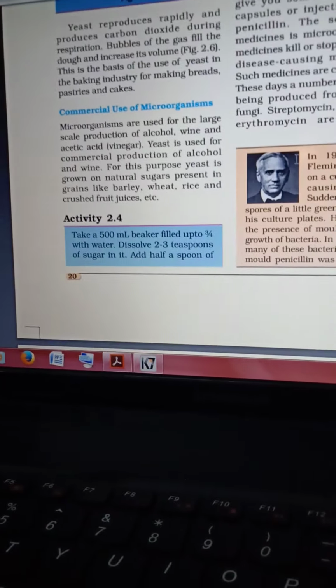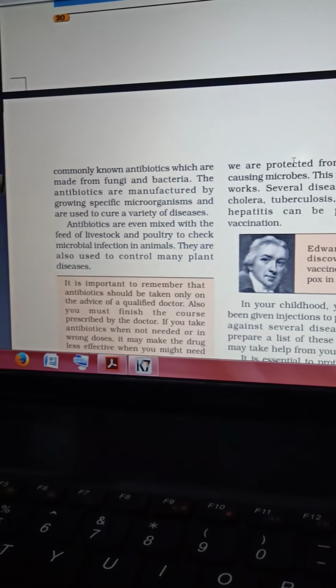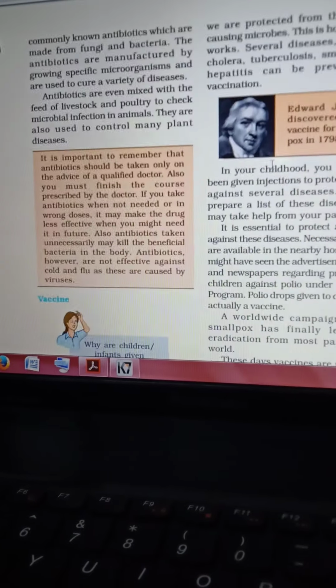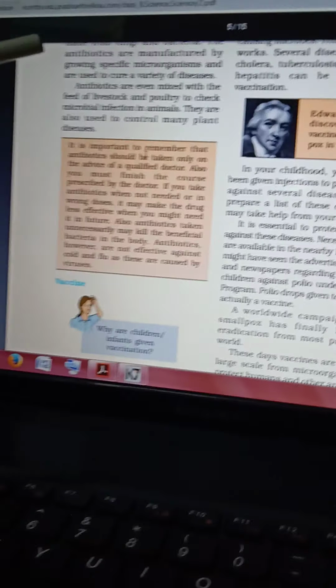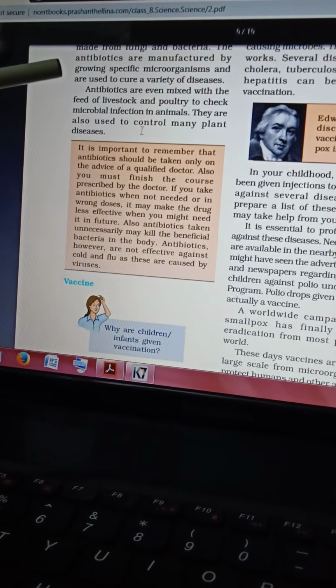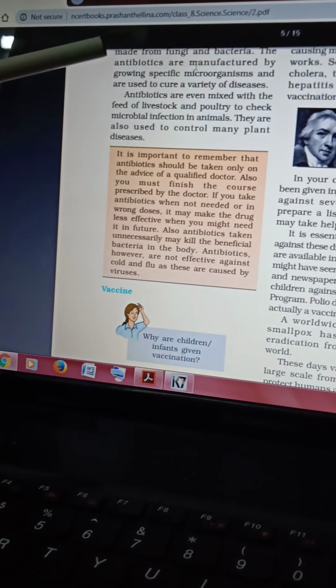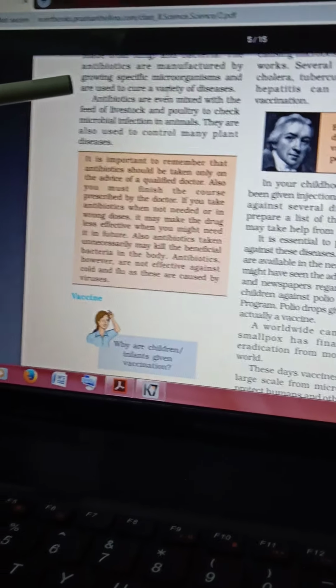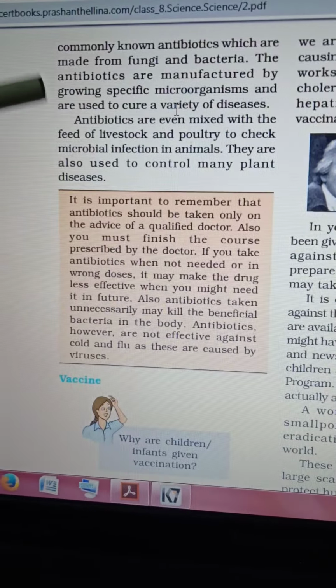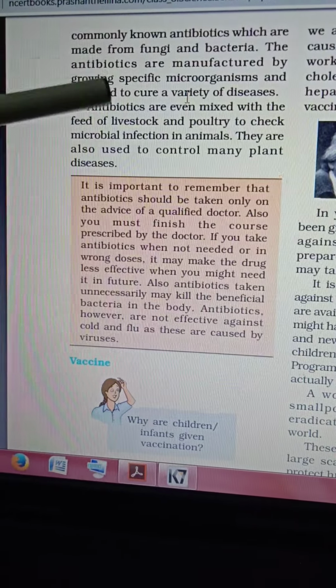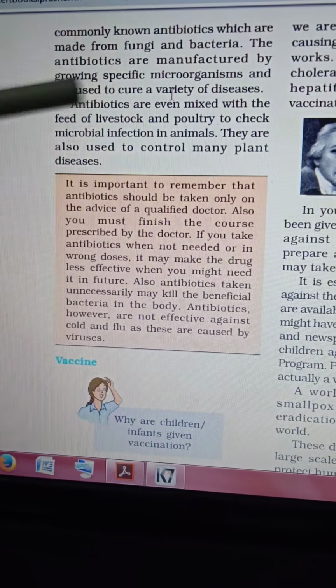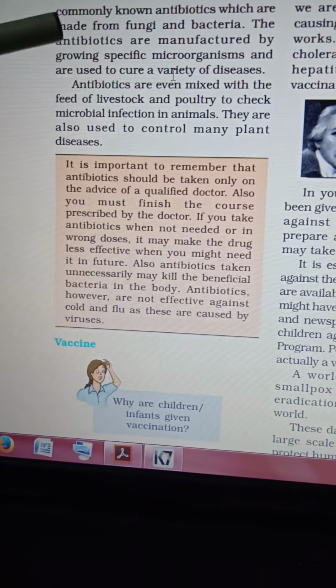And then we'll see about this. Nowadays, because of antibiotics, so many diseases are under control. And antibiotics are not only for controlling diseases, they are also mixed with the feed of livestock, cattle and poultry to check microbial infection in animals, and they are also used to control many plant diseases. We use antibiotics not only to control human diseases, but even plant diseases.